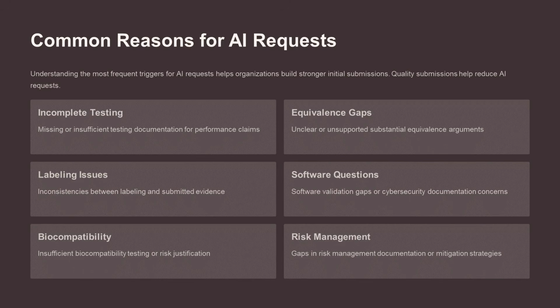Understanding the most frequent triggers for AI requests helps organizations build stronger initial submissions. Quality submissions help reduce AI requests. Common reasons include incomplete testing, equivalence gaps, labeling issues, software questions, biocompatibility, and risk management.